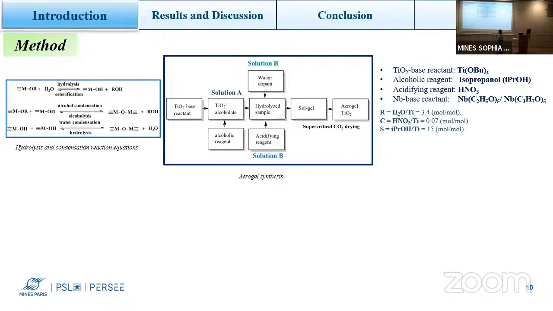But maybe a mixed phase would be better. But the catalysis system is already complicated enough, so I want to try to use a single crystal structure as much as possible. So that's why I chose this temperature.